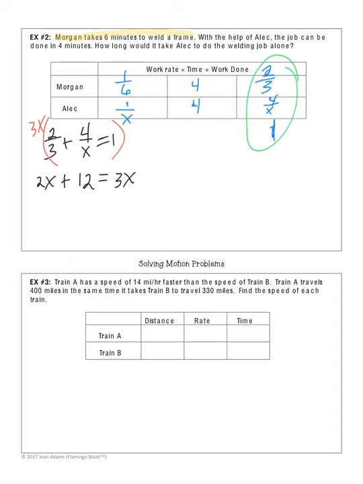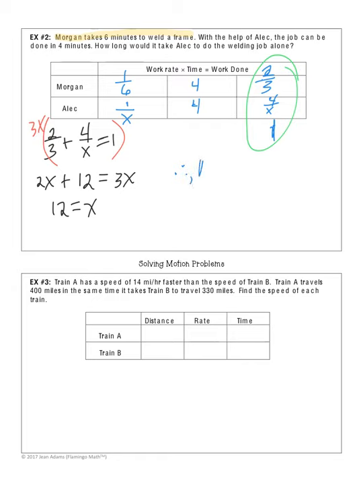So I want to combine the x's together, so I'm going to subtract 2x from both sides, and so I get 12 is equal to x. So x is Alex's amount of time that he can complete one whole job on his own. And the question says, how long would it take Alex to do the welding job alone? So that does answer the question. It doesn't always, so you have to really pay attention to what your question's asking.